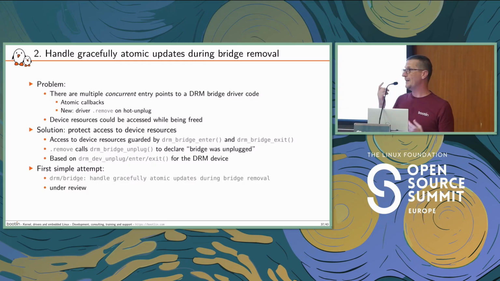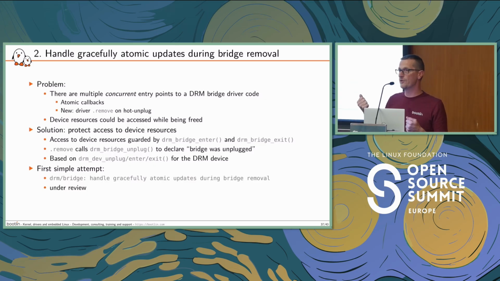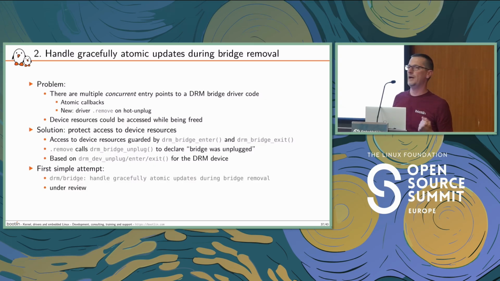removal. So there are now at least 2 code paths that you can enter independently and concurrently. One is you are removing the bridge because someone physically removed the add-on, and you are doing an atomic mode set change or other operation. So this can be very dangerous. You are in your atomic callback, you are accessing some device resources while you are removing them. So we need to protect from this.